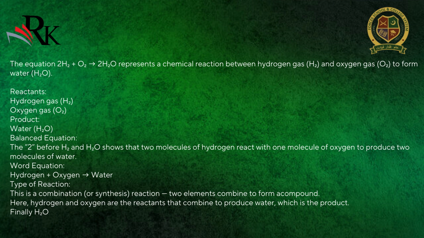Reactants: hydrogen gas, H2, and oxygen gas, O2. Product: water, H2O. Balanced equation: the 2 before H2 and H2O shows that 2 molecules of hydrogen react with 1 molecule of oxygen to produce 2 molecules of water. Word equation: hydrogen plus oxygen gives water.